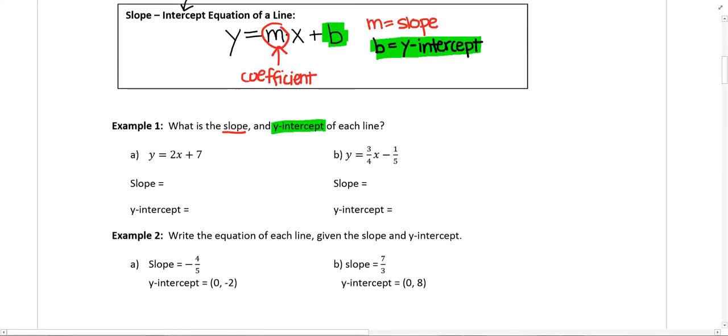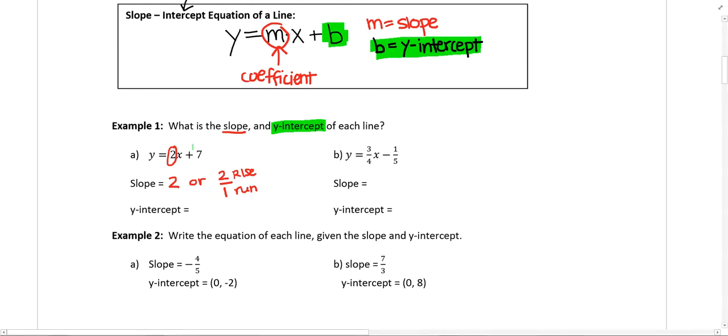Okay, so I'm going to do A, and then I'm going to have you do B. So looking right here, this is the number in front of x. That is the slope. We can write that as 2, or as rise over run, that would be 2 over 1, which means we're rising 2, running 1.